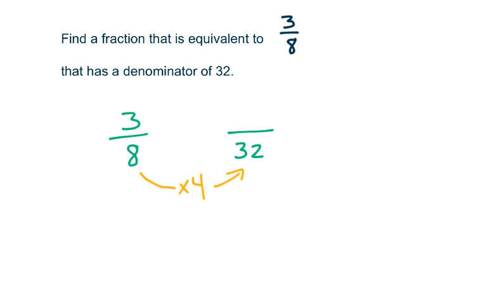If I multiply the denominator by 4, in order to keep these fractions equivalent, I also need to multiply the numerator by 4. And then 3 times 4 will give me 12. And so a fraction that is equivalent to 3/8 that has a denominator of 32 would be 12/32. Finding a denominator that we're going to call a common denominator eventually so that we can add fractions will be really important to us down the road.